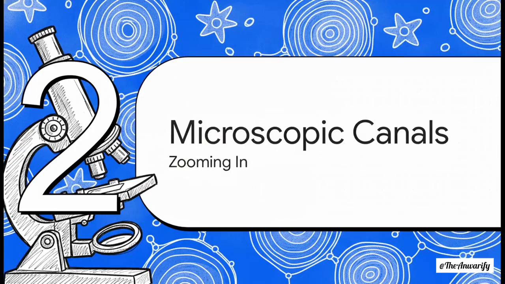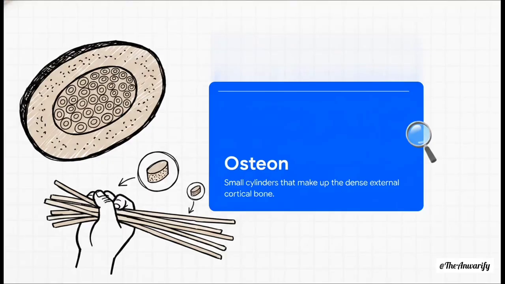Moving right along to Section 2, Microscopic Canals and Cylinders. All right, time to pull out our microscopes. Let's zoom way in on that hard external cortical bone of the diaphysis. If you look at a cross-section of it, you'll see it isn't just a solid wall. It's actually bundled out of countless, tightly packed microscopic cylinders called osteons.